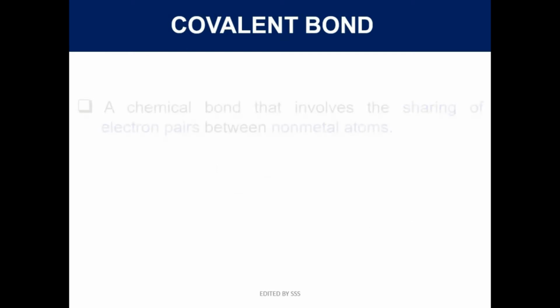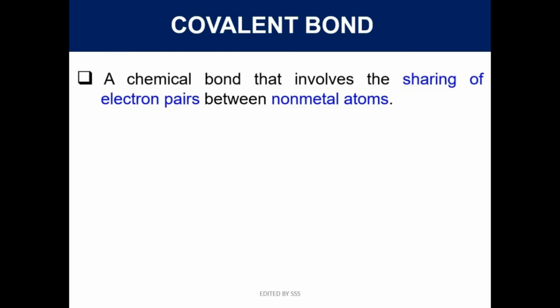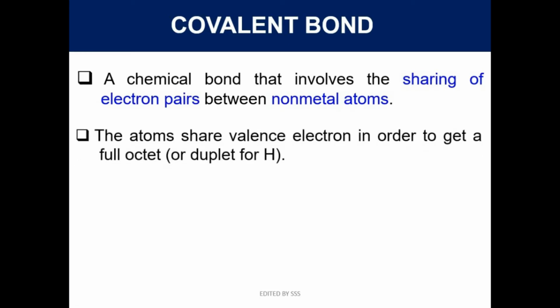Covalent bond. Covalent bond is a chemical bond that involves the sharing of electron pairs between non-metal atoms. The atoms share valence electrons in order to get a full octet, or duplet for hydrogen. Let me explain more about the formations of covalent bond.